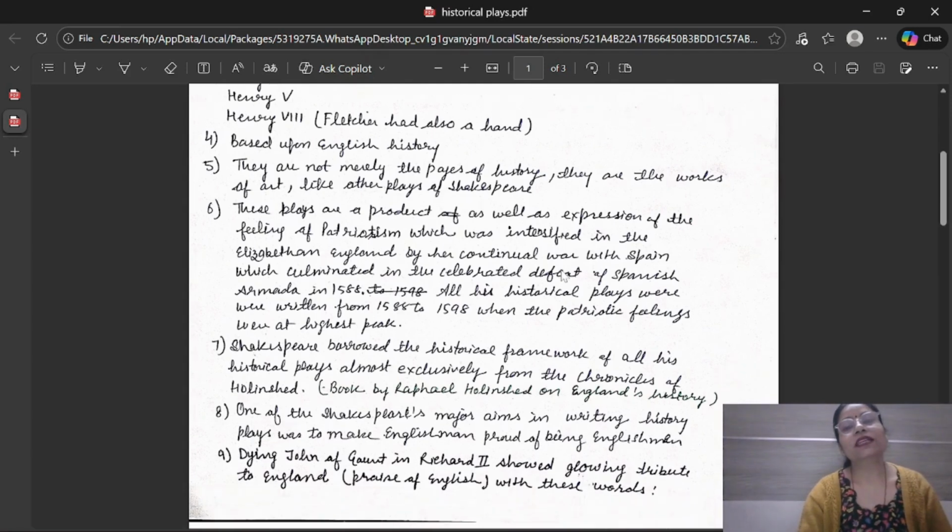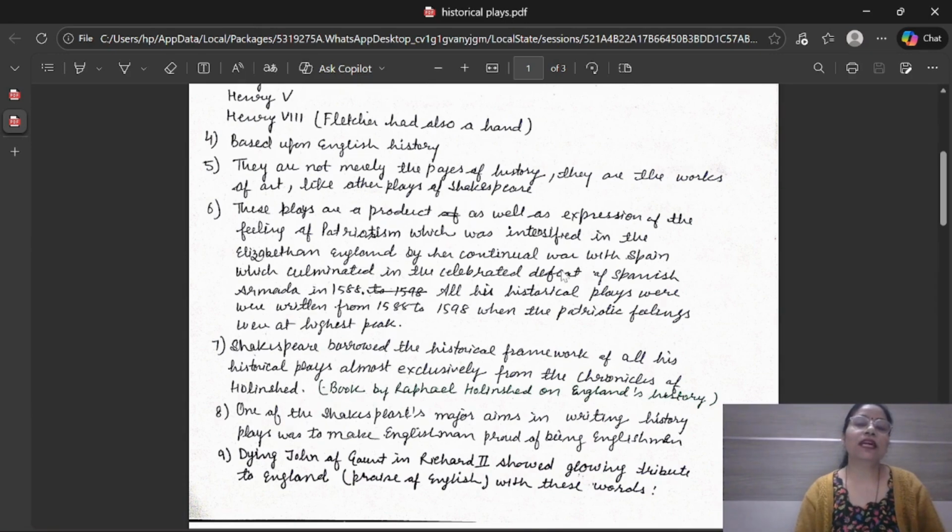They are not merely the pages of history, they are works of art like other plays of Shakespeare. Shakespeare wrote in this way that they were not giving only the mark of history, they were showing his spirit of art making. These plays are a product as well as expression of the feeling of patriotism which was intensified in Elizabethan England by her continual war with Spain, which culminated in the celebrated defeat of the Spanish Armada in 1588.